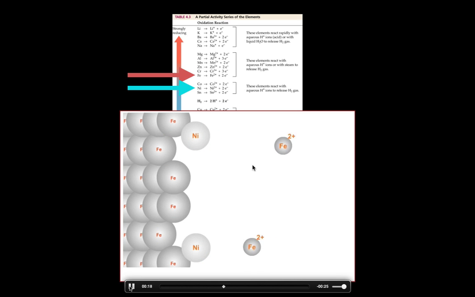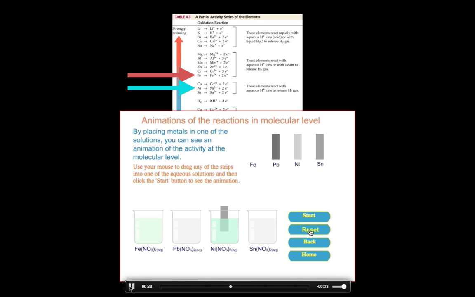Okay, so now let's see what happens in the reverse. Since I know that this was a reaction, I automatically know that when I put the nickel solid into the iron nitrate, there's not going to be a reaction. Okay, but let's just confirm that. Yep. See, the ions will collide with each other, but no reaction, since nickel is not as reactive as iron.